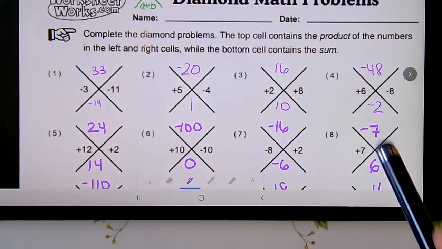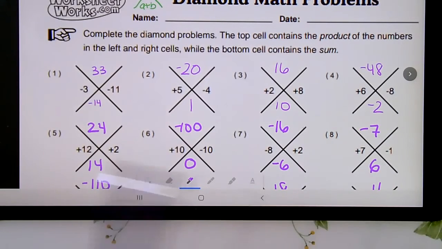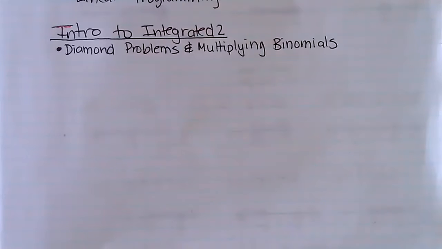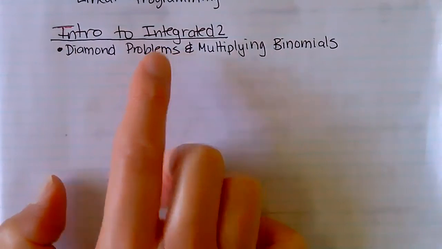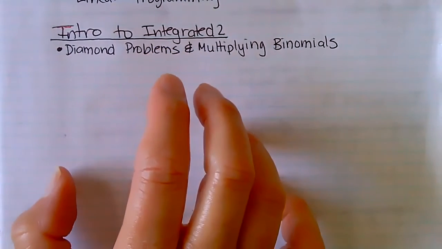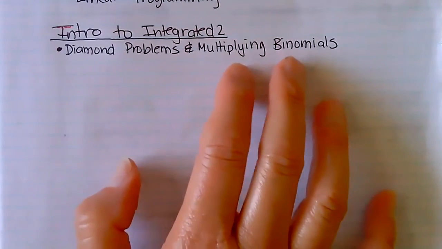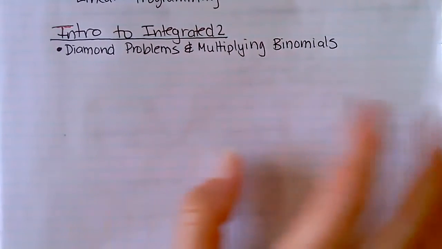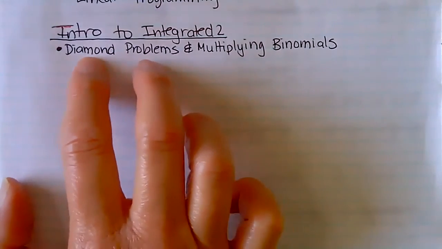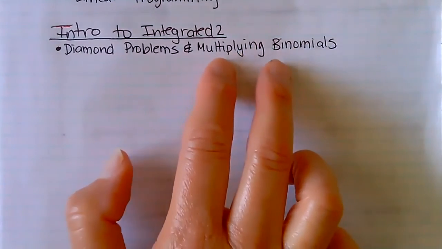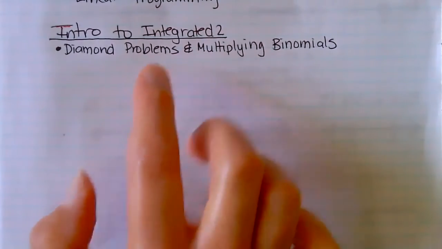Okay. So now we're going to switch over to our composition book and we're going to add some notes in. I'm calling this section Intro to Integrated 2. The other day we took some notes on a worksheet where we were practicing multiplying binomials. We're using the box method. We'll add that in on a different day. Today I want to focus on that particular type of problem. We're dealing with diamond problems and we're dealing with multiplying binomials. We're going to see that there's a relationship between these. So, diamond problems and multiplying binomials.